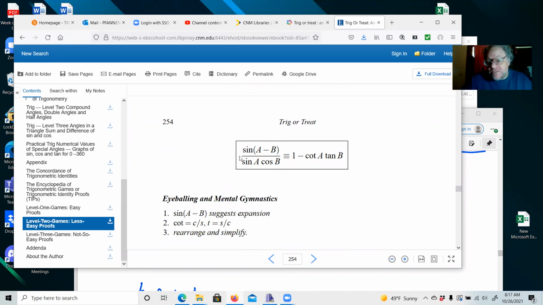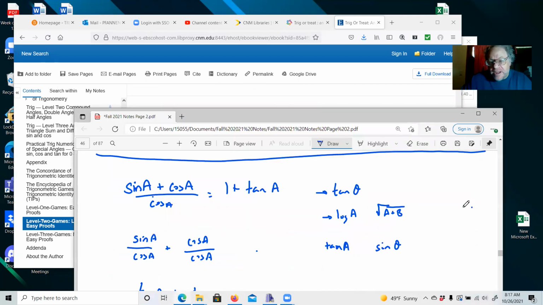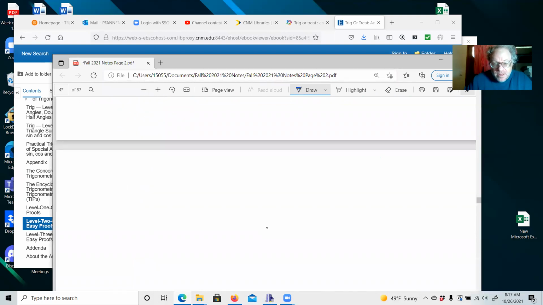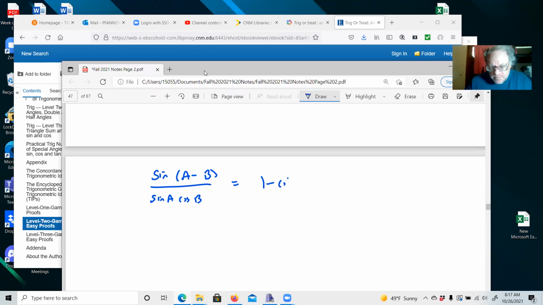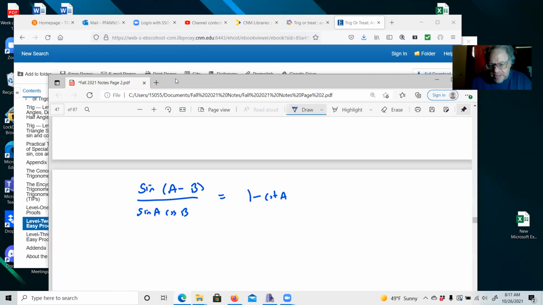This would be a double angle formula. So this would be a kind of problem I would put on right here. Not double angles, I want sum of angles. So we have sine of a minus b over sine a cosine b equals, and here's one thing your book does for you that I don't promise: tangent A and tangent B.